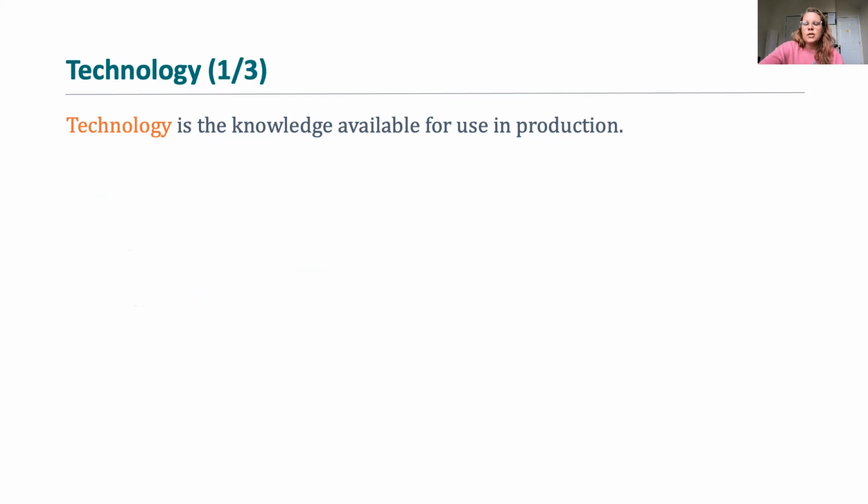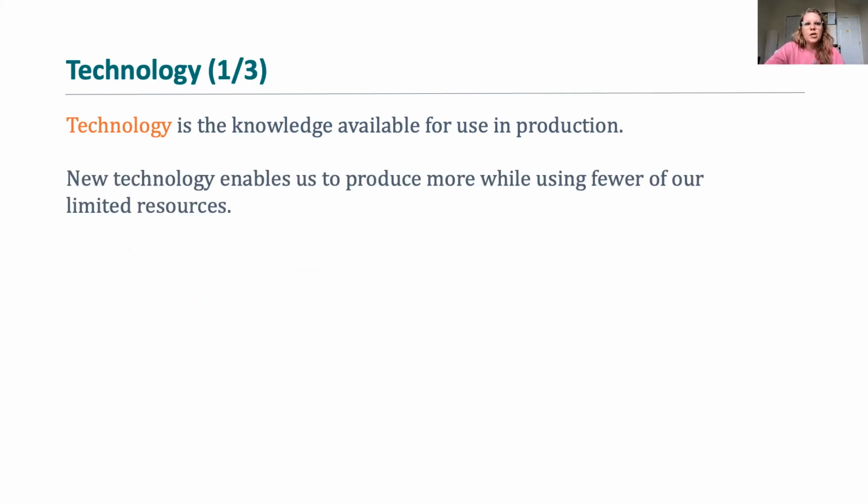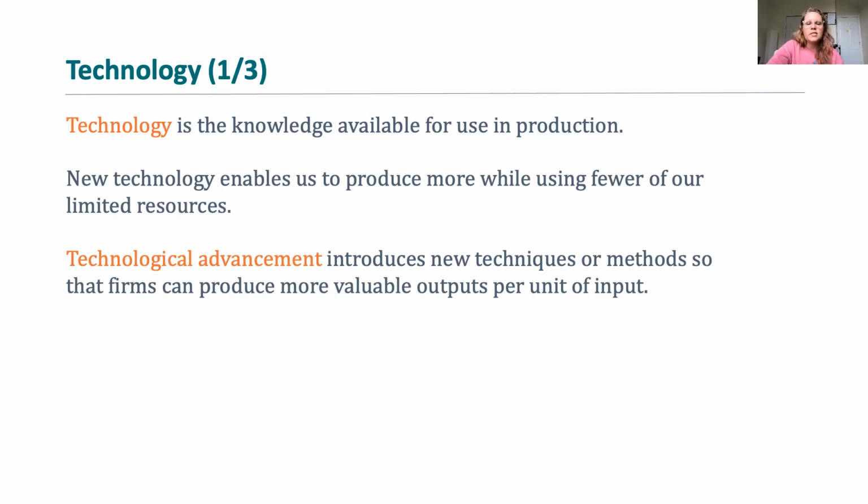The second source of economic growth is technology. Technological advances are the basis for the knowledge or the processes that we use in production. So new technology usually enables us to produce more while using fewer inputs, right? More output, less input. That's usually what we mean by a technological advance. So technological advancement, as defined by economists, is where we introduce new techniques or methods so the firm can produce more valuable output for every unit of input that they are using.